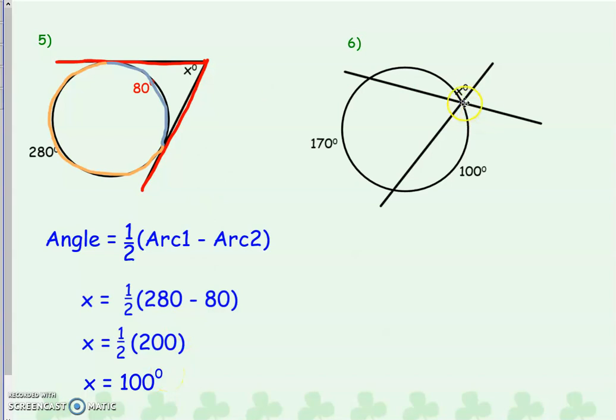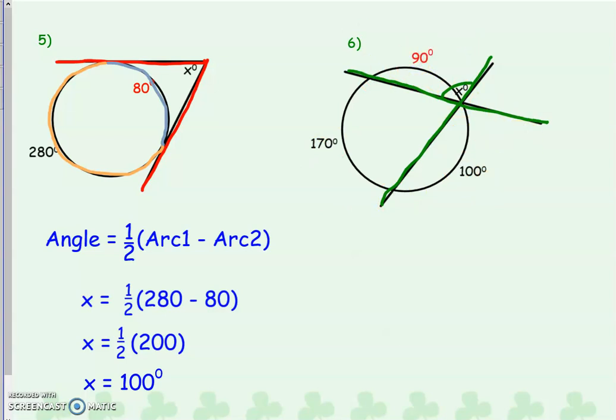Last problem is this one right here. You ask yourself, where's the vertex? The vertex is on the circle. I trace out the mouth of that angle through the vertex. There's x. So what's this mouth bite down on? Well, if this is 100 and this is 170, I think that's 90.